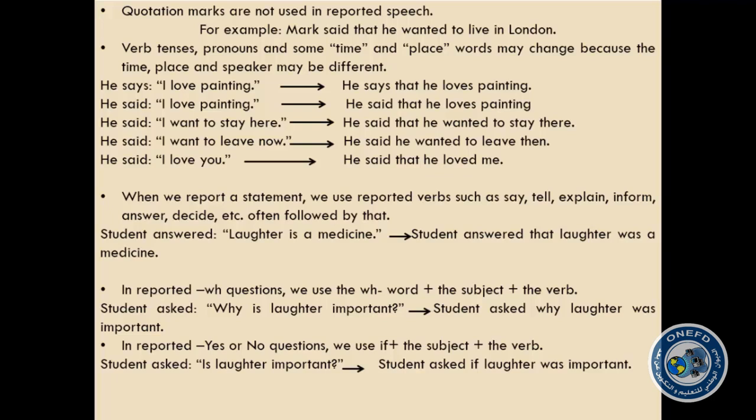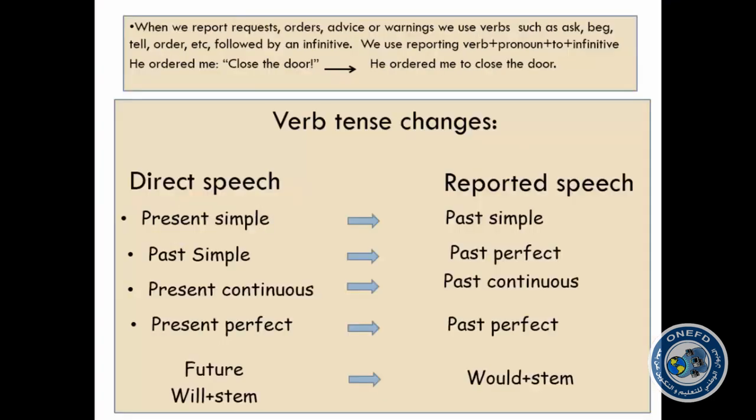As you can see, in the question we have an inversion. It's usually verb plus subject plus the rest of the sentence, but when we report it, it's subject plus verb. And here it's a yes or no question. We say the student asked if laughter was important. And again, we don't say the student asked that if laughter was important. We don't use that when reporting questions.